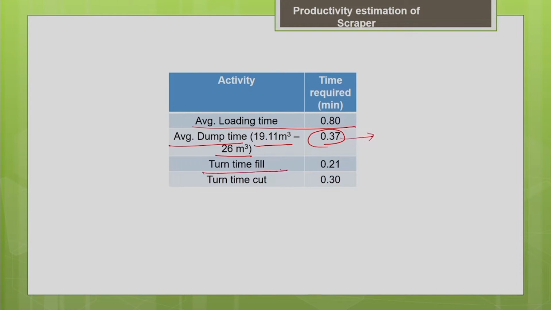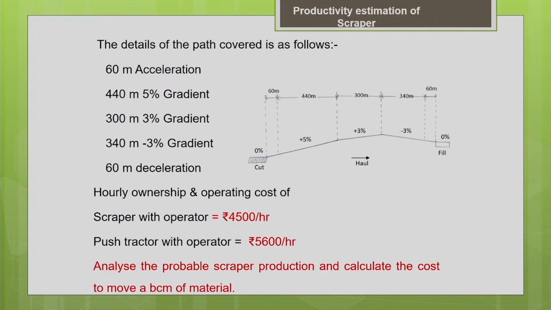The turn time in the fill area, the average value is given as 0.21 minute, and the turning time in the cut area is given as 0.3 minute. So in the cut area it is slightly higher when compared to the fill area. We have discussed the reason earlier. So these are the fixed time values, which are provided to us in the literature or from the equipment handbook.